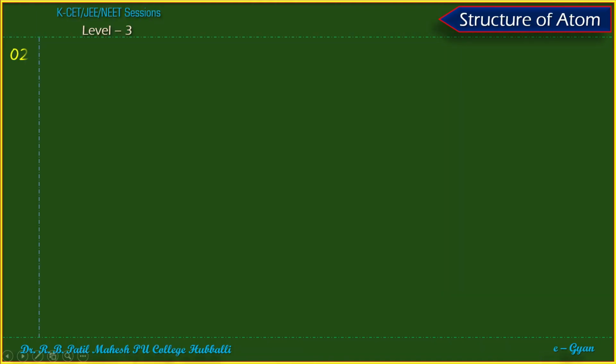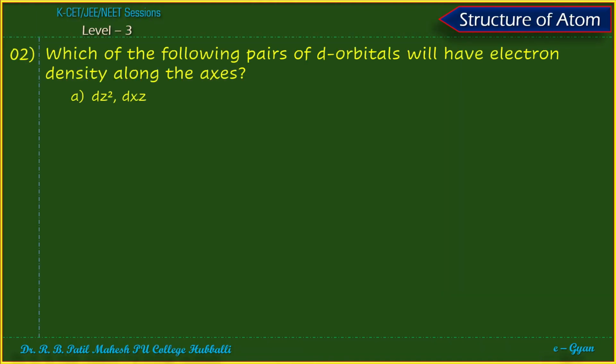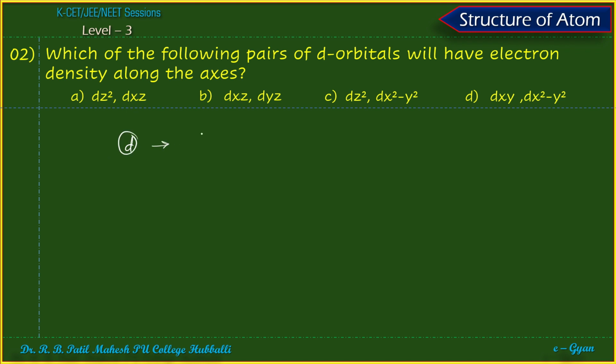Moving to the second question. Question number 2. Which of the following pair of d orbitals will have electron density along the axis? Dear students, please remember the d orbitals can be represented as dxy, dyz and dzx, and also dx square minus y square and dz square. These are the 3 orbitals which have their lobes in between the axis.